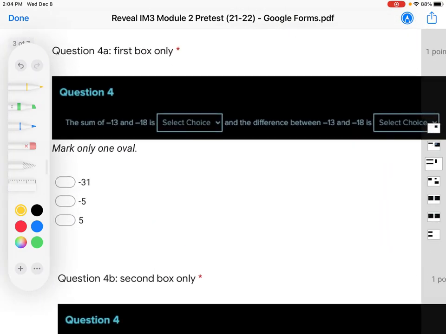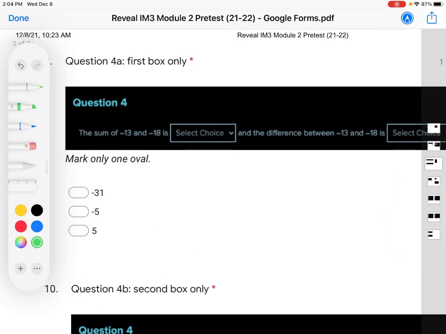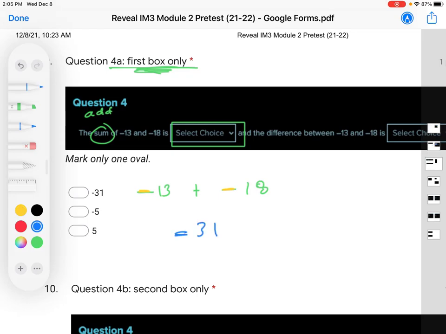Okay, question number 4, there's 2. It says here, the first box, so this one right here. What is the sum? Well, sum is addition, to add these two together. So negative 13 plus negative 18. Notice they're both negatives. They're in the same team here, and then we're combining them. So I'm going to have negative 31 as my answer.